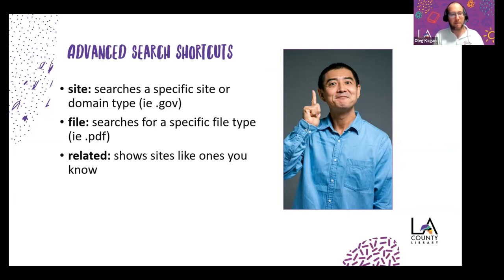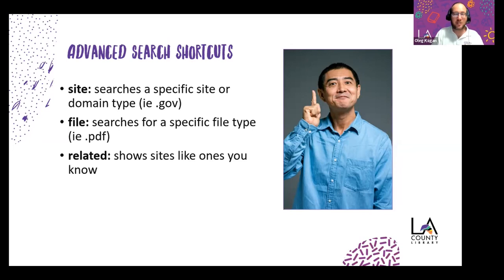So the best situation where this works is if you're looking for a type of online shop, say a pet shop. You already know about Petco, and you're looking for other stores that sell pet stuff online. You can type in related colon petco.com, and Google will return results of sites that it thinks are related to petco.com.